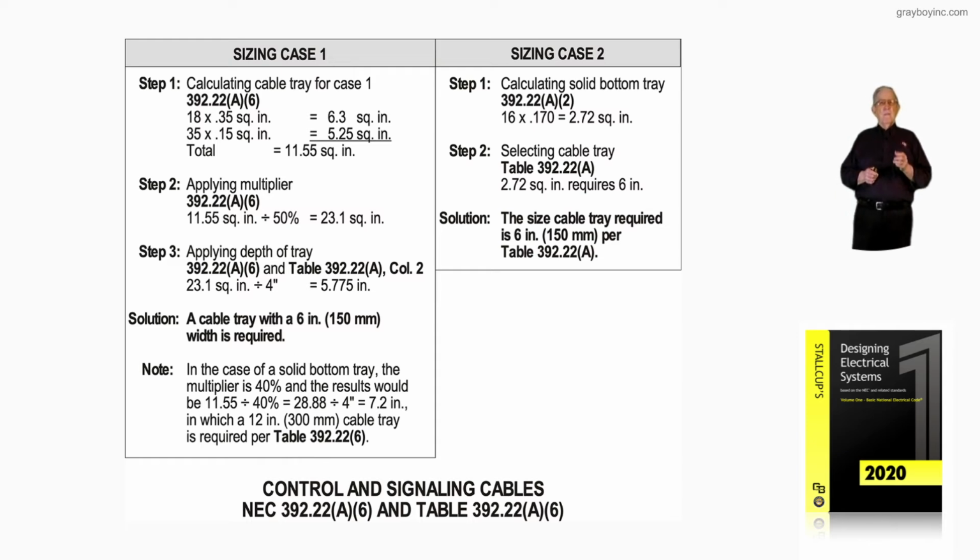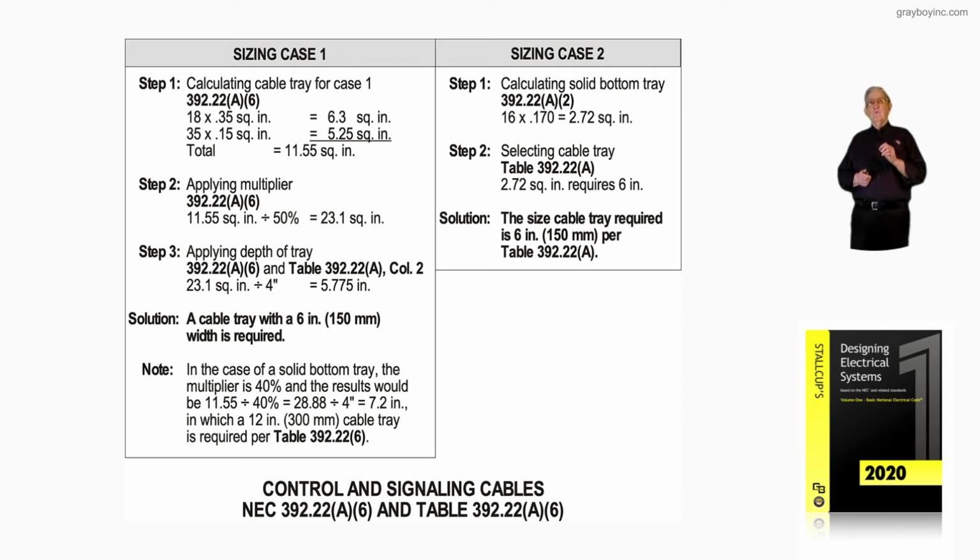be required. And then the note says, in the case of a solid bottom tray, the multiplier is 40% that we would use instead of 50%. And of course, when you did your math, you would come up with 7.2, in which a 12-inch cable tray would be required, Table 392.22(A). So this is using cable trays in case 1 for signaling type circuits that we would be using there.